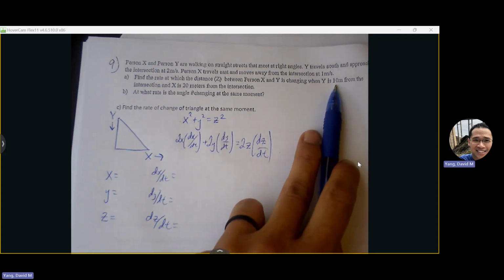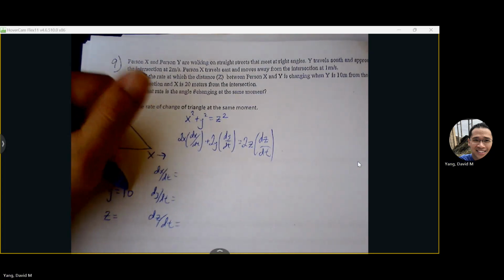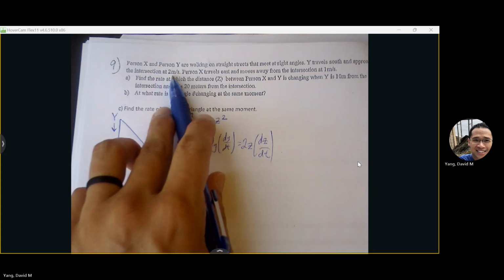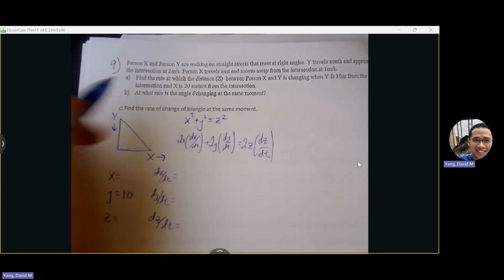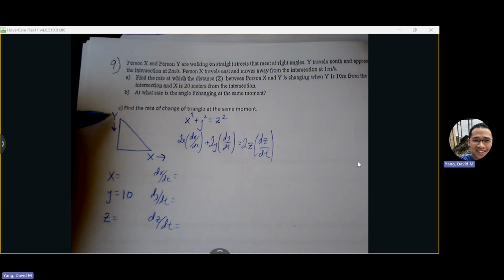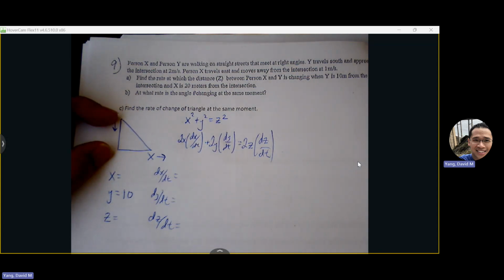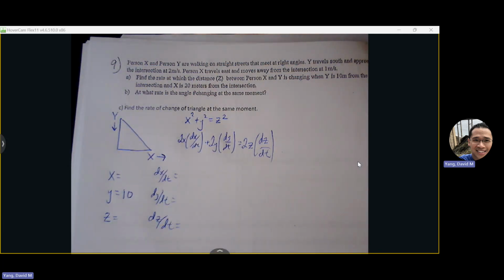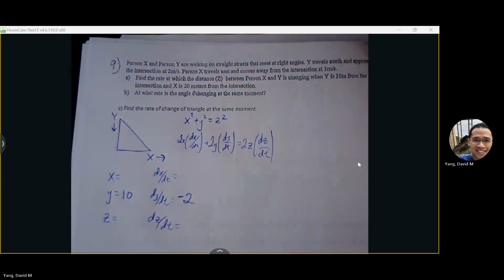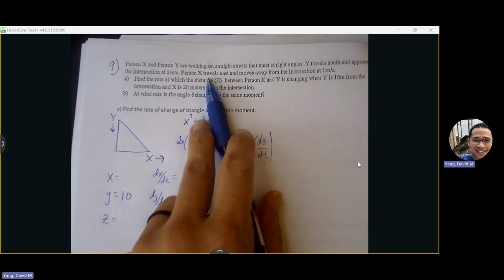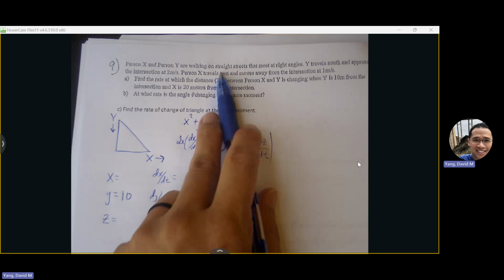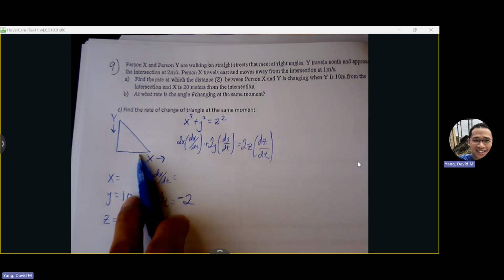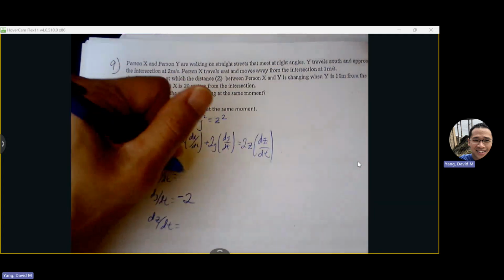Okay, so just filling in some values here. Y is 10 meters. Y travels south, approaches the intersection. So not because it's moving south, but because of the fact that this vertical component is shrinking, that's why we want that to be a negative rate. Person X travels east. It's not because it's traveling east that's causing us to make it positive, but because we know that this length is growing over time. So we want that dx/dt rate to be a positive one.